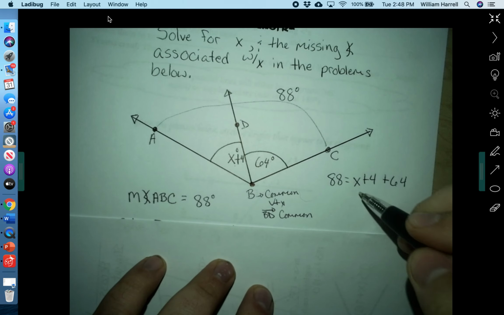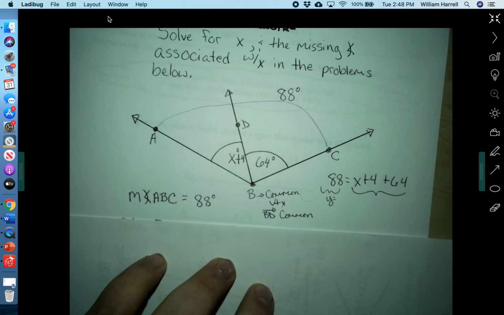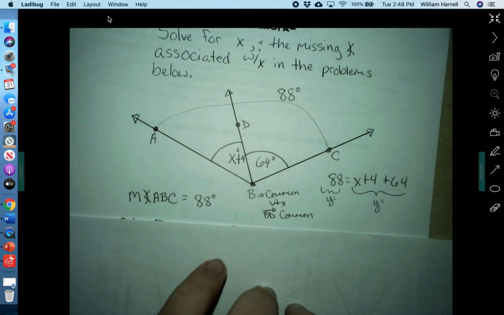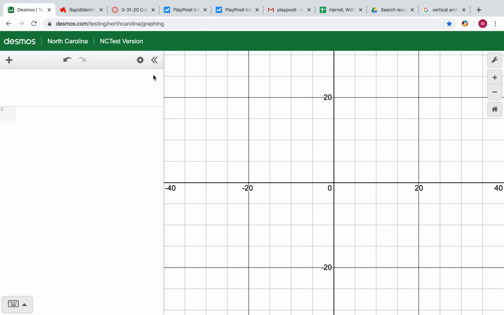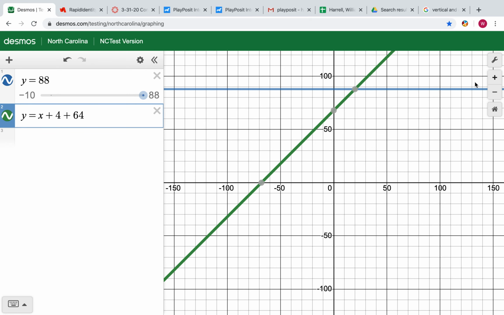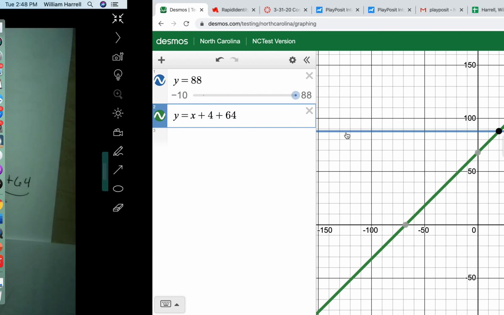Okay? So again, go to my system. Y equals 88. Y equals x plus 4 plus 64. Again, I start a new problem. And then again, I zoom out until I can see where they intersect. Kind of bring it in the center. Click on it. X is 20.